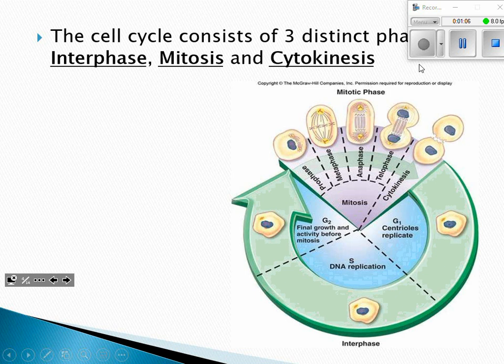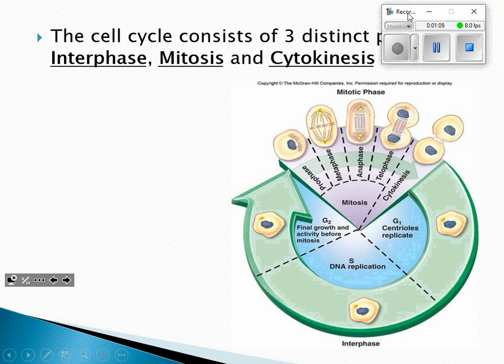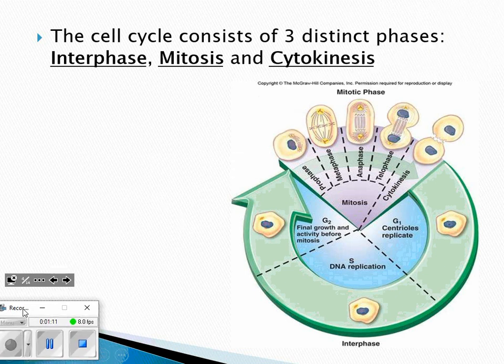The cell cycle consists of 3 distinct phases. Interphase is the growth phase. If you look at this diagram here, it's this growth phase here. Interphase is when the cell's just living and doing its job and growing. And then mitosis is when the cell is preparing to divide. That's this piece of the puzzle here.